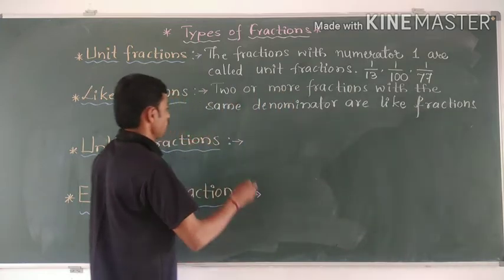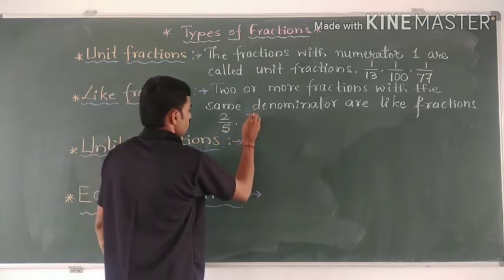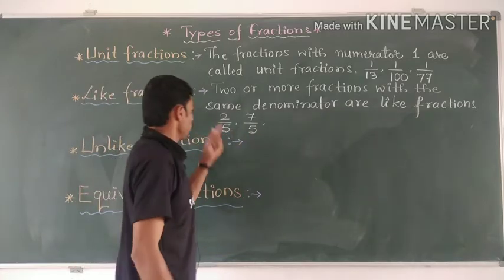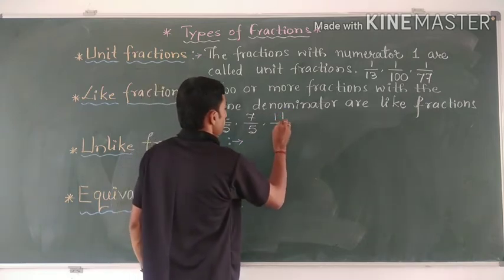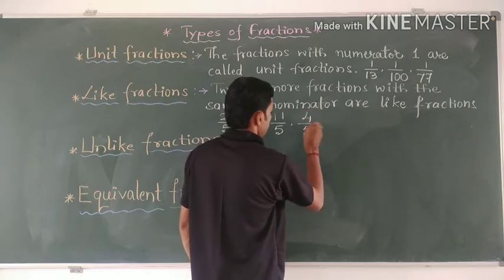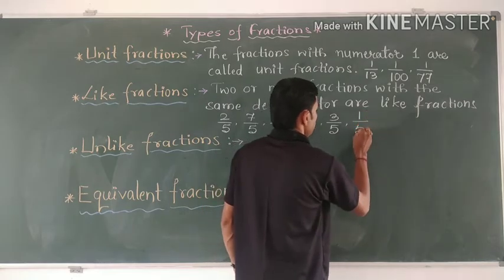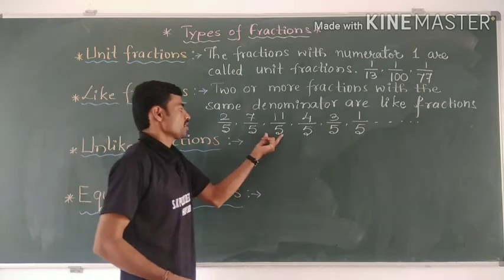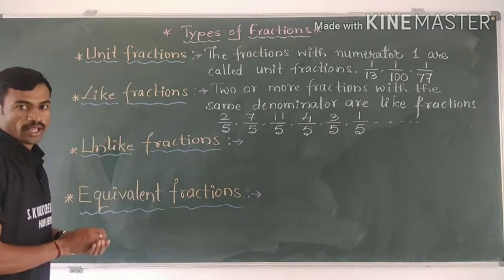2 by 5, 7 by 5. Here we can see the denominators are the same, whatever the numerator is. 11 by 5, 4 by 5, 3 by 5, even 1 by 5. These all are like fractions. Why? Because they have the same denominator. So these fractions are said to be like fractions.